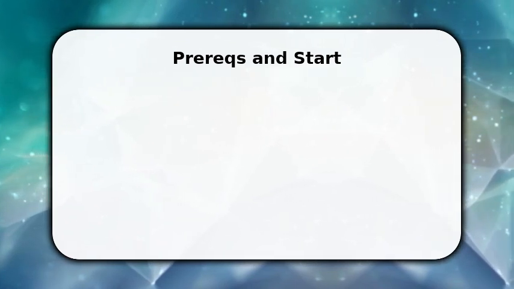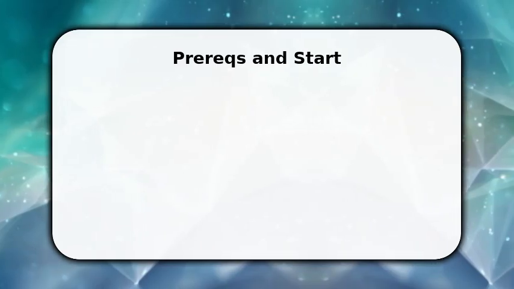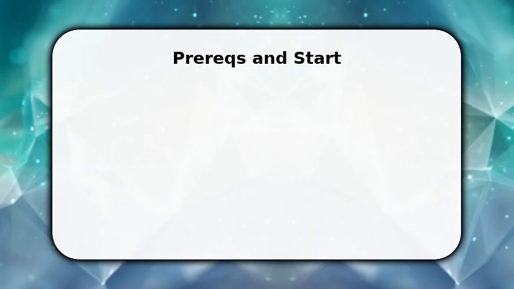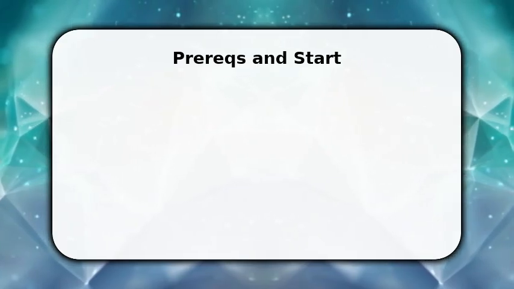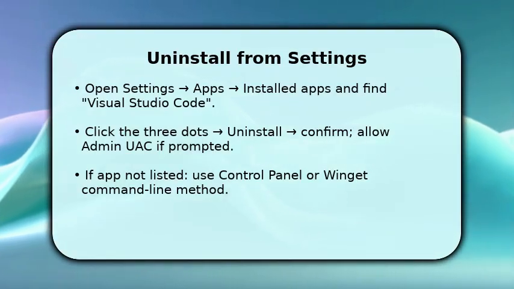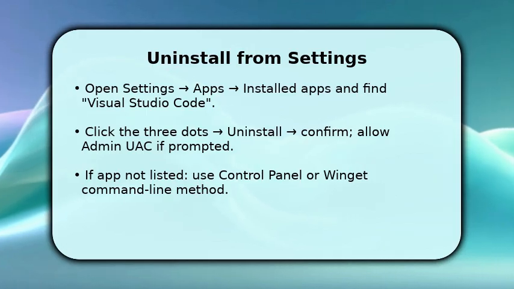unless preserved. You now remove the app via Settings. Open Windows Settings, go to Apps, then Installed Apps, locate Visual Studio Code, click the menu and choose Uninstall. Confirm prompts and accept the UAC elevation so the uninstaller can remove program files.